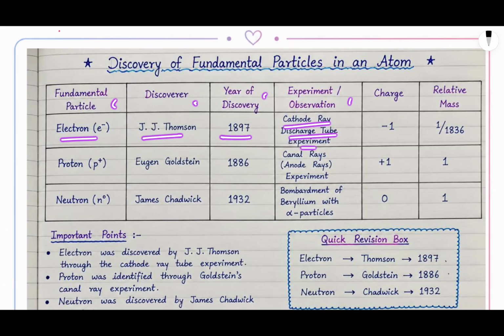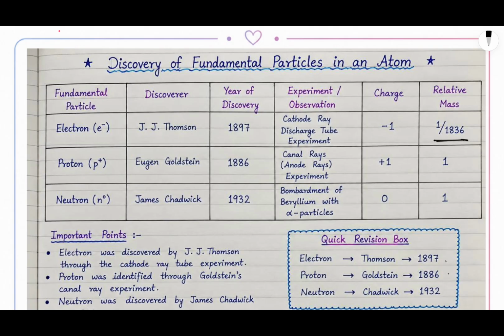But previously we discussed that the charge of this one is -1.6 into 10 power minus 19 coulombs. That is the actual charge, and this is the relative charge which I have mentioned here. Similarly, the proton has a relative charge of +1, and you know there is no charge on the neutrons. The relative mass of the electron, if you see, is 1 by 1836, which is a very small mass compared to the proton.